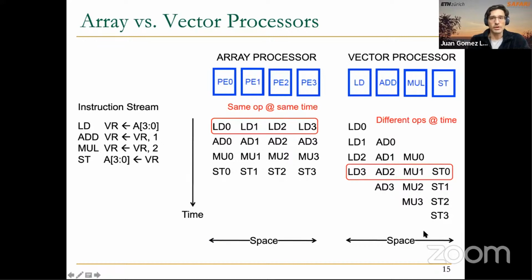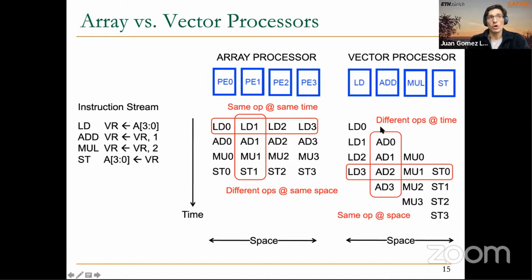So this is what we call the time-space duality. At the same time, in the array processor, we have the same operation in different spaces, while in the vector processor, we have different operations in the same space. Okay, I hope that this distinction between array and vector processors is more or less clear. Don't hesitate to let me know if you have any questions.